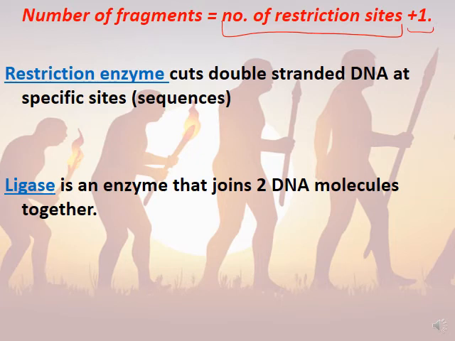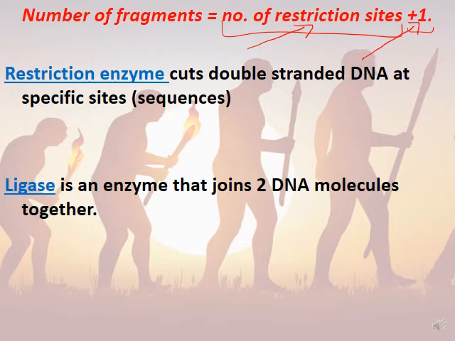For example, I have a restriction enzyme. This restriction enzyme has a specific sequence, a specific site or target sequence. This target sequence is repeated 3 times. How many fragments? It's going to cut 3 times. So the number of fragments, the number of pieces, is going to be the number of restriction sites plus 1.